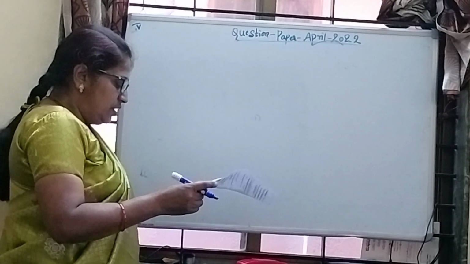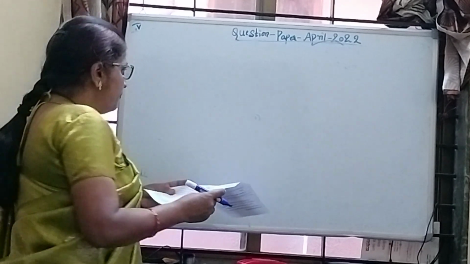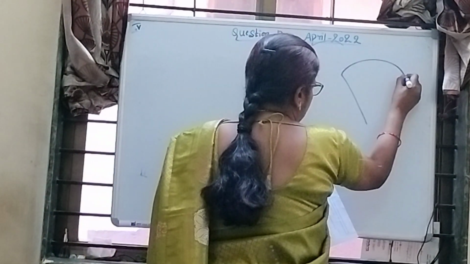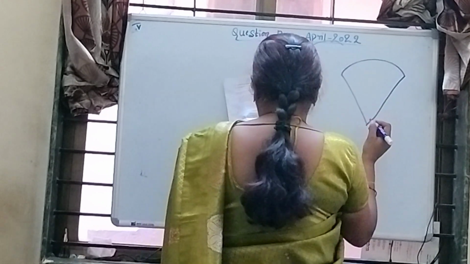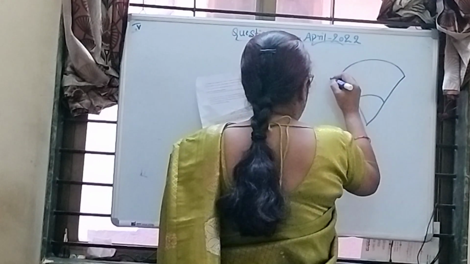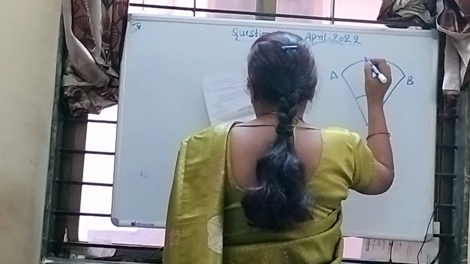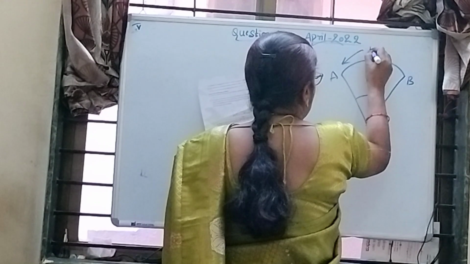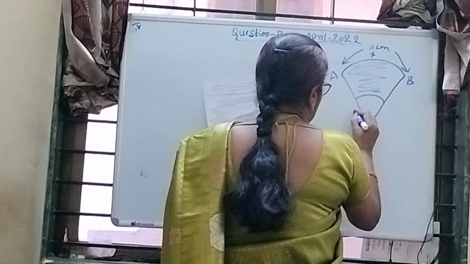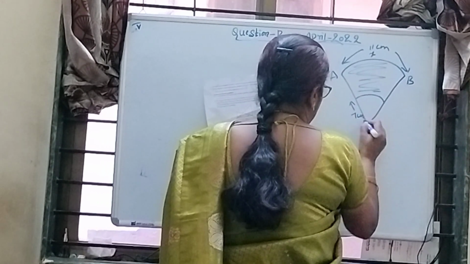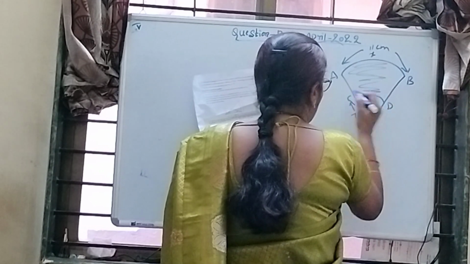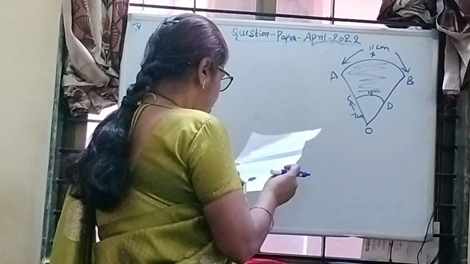Now we are going to take question number 37. That is the sector we have. It is from the chapter areas related to circles. They have given this as the length AB, AXB. Its length is given as 11 centimeters and this is all shaded, and this much is given as 7 centimeters. This is O and this is CD.